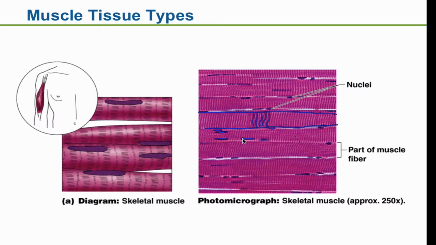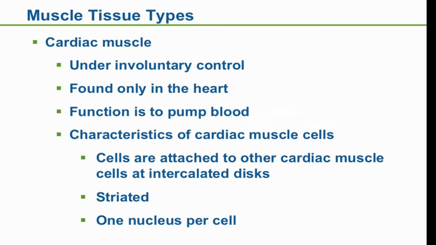And let's go ahead and move to cardiac muscle. Okay, cardiac muscle is under involuntary control. That is good news for you. So you don't have to think about your heart pumping. Okay, so under involuntary control, cardiac muscle is found only in the heart. The function of cardiac muscle is to pump blood. And some characteristics are that they are going to be attached to other cardiac cells at intercalated discs, and we'll look at what those pictures look like in a minute.